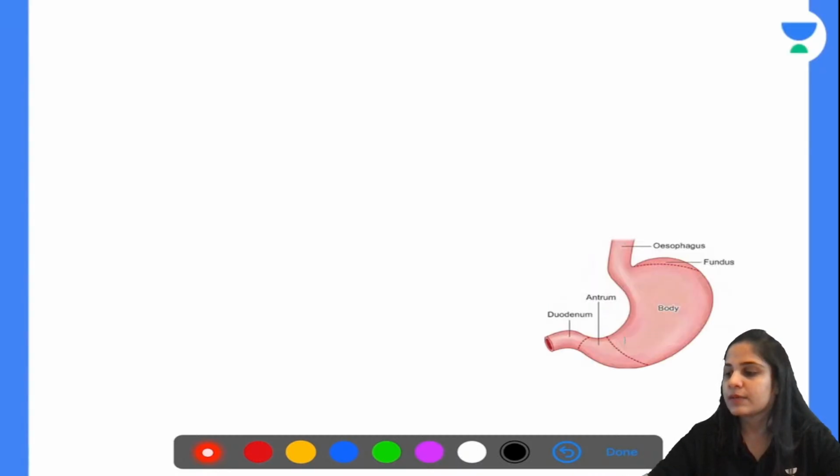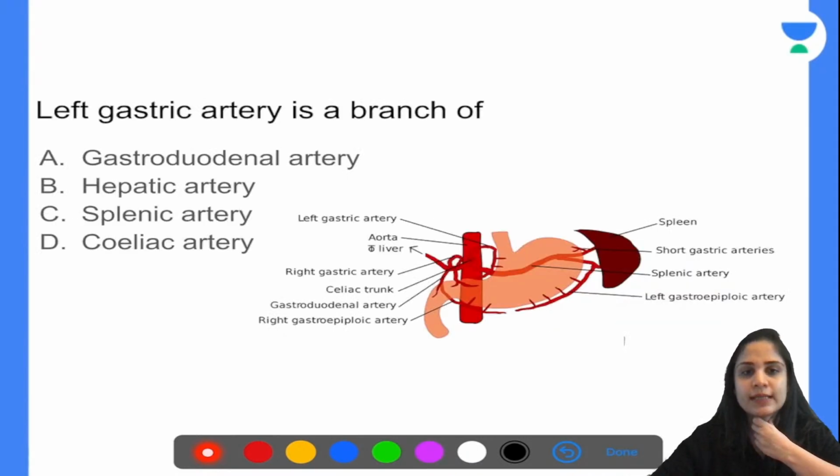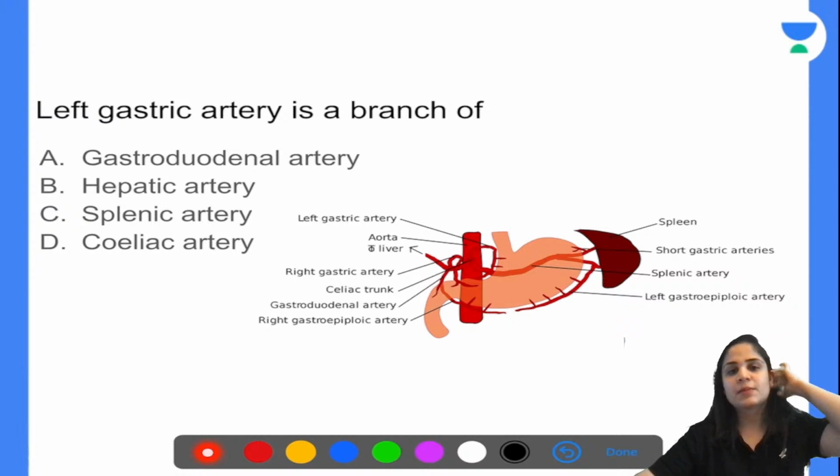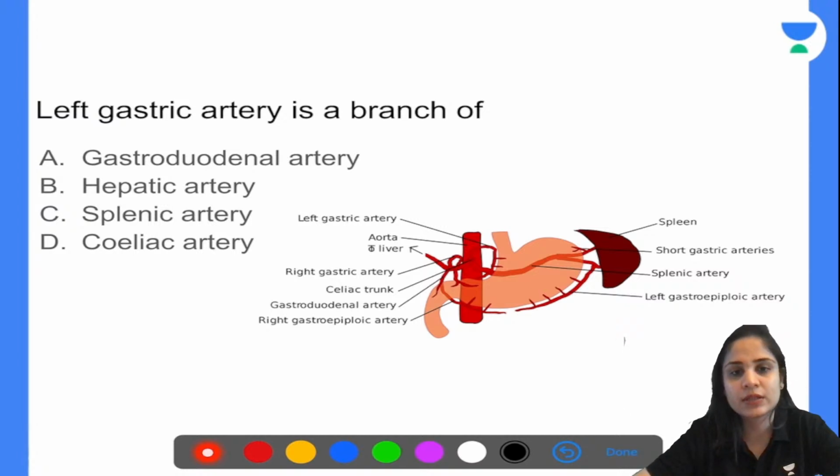Now I have a question for you guys. Left gastric artery is a branch of gastroduodenal artery, hepatic artery, splenic artery, or celiac artery? This is one of the favorite questions that comes in the exam.